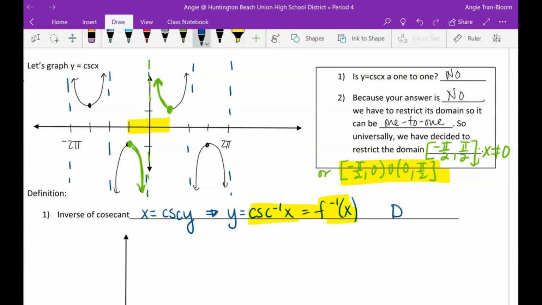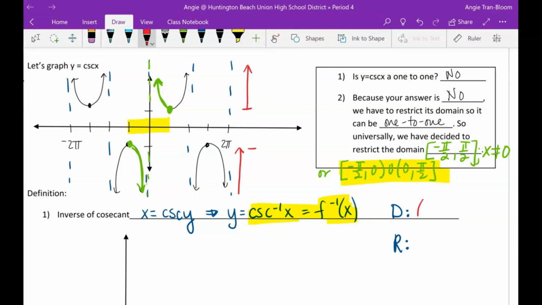Let's state the domain for cosecant inverse and the range of cosecant inverse, okay? The domain of cosecant inverse is where you want to go and look at the range, okay? So the range of cosecant is from negative infinity, take a break at -1, and then from 1 all the way to infinity.